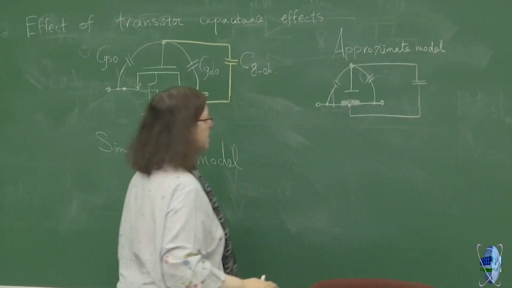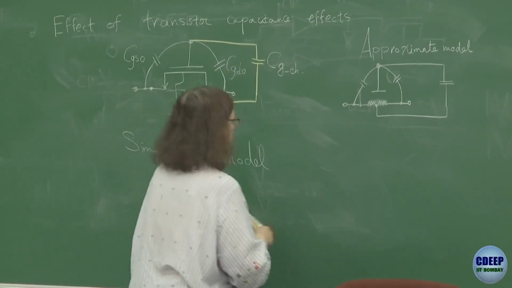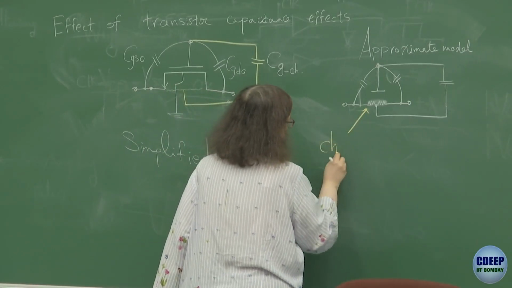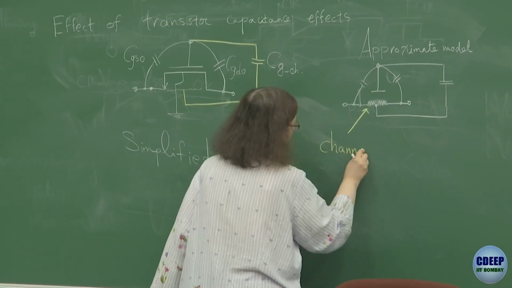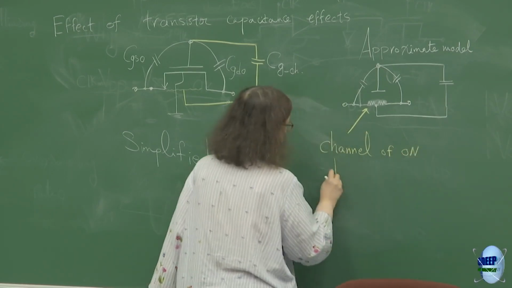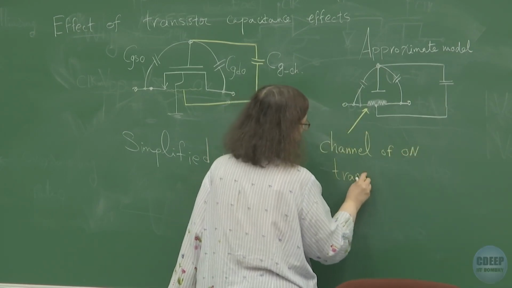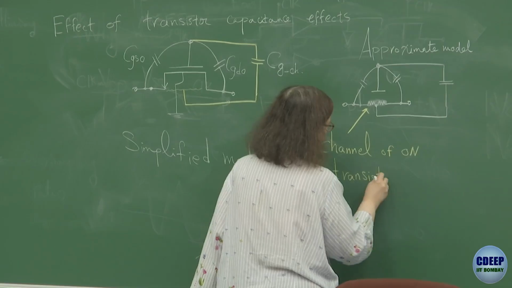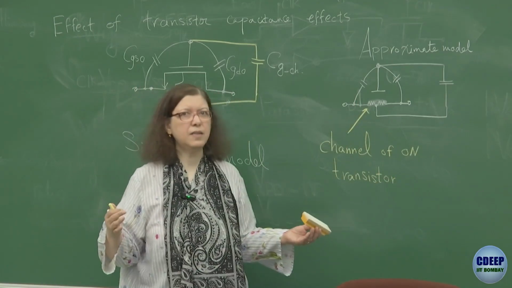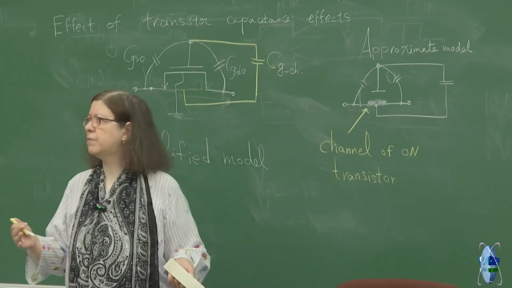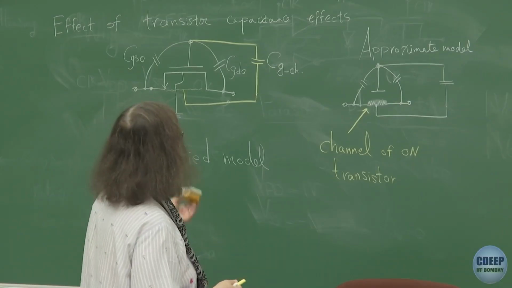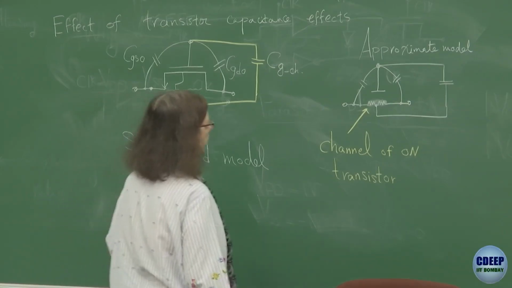This resistor actually is the channel of the transistor, representing the channel of the on transistor, because this is when the switch is on and it is in the ohmic region. As we discussed, if the difference between two consecutive samples is not very high, say 100 millivolt, 200 millivolt, it's a good assumption to consider that the transistor operating as a switch is always in the ohmic region.